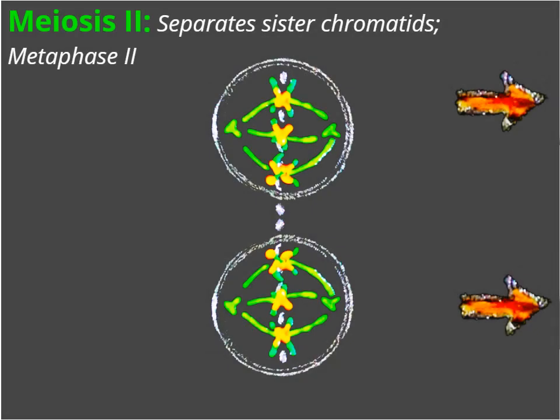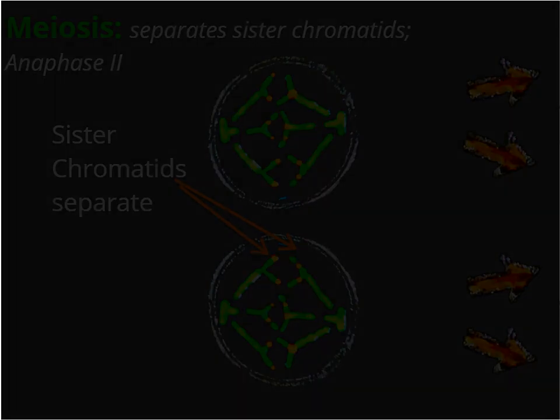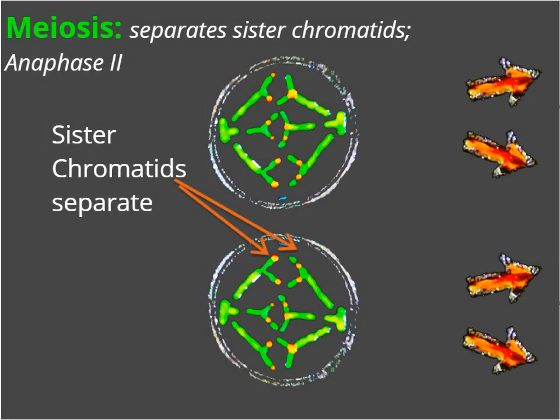Metaphase II. Key features. Chromosomes are positioned at the metaphase plate, as in mitosis. Also, because of crossing over, the two sister chromatids of each chromosome are not genetically identical. Anaphase II. Key features. The breakdown of proteins holding the sister chromatids together at the centromere allows the chromatids to separate. The chromatids move toward opposite poles, as individual chromosomes.